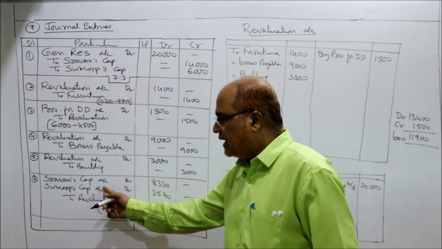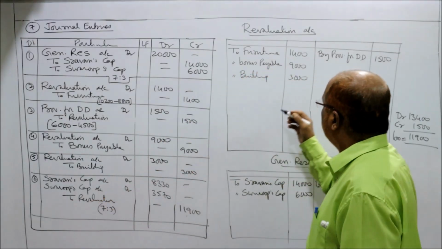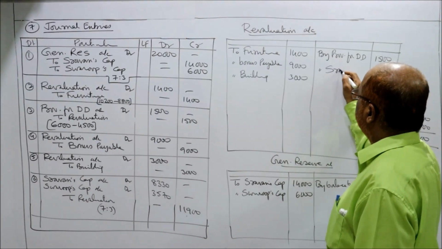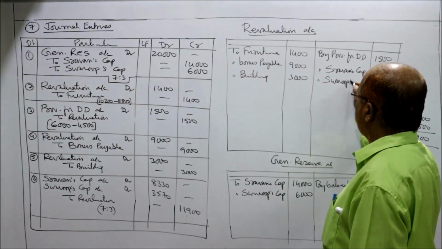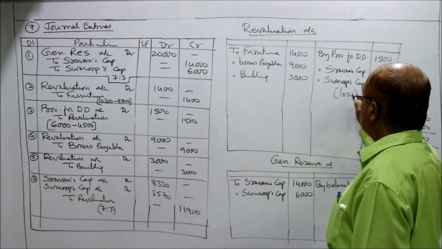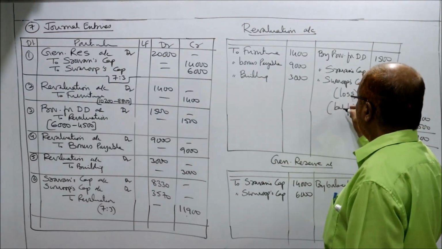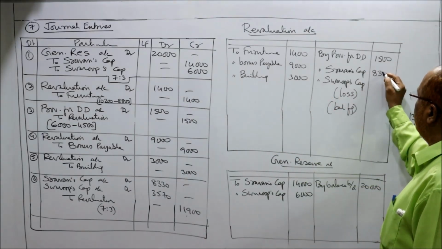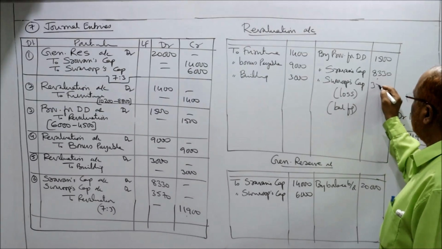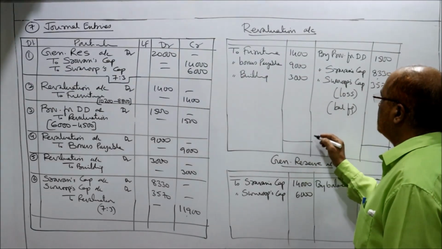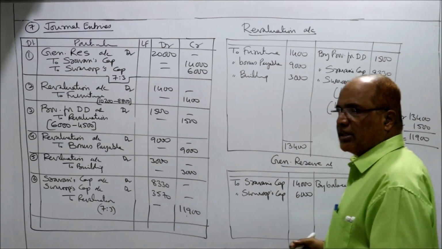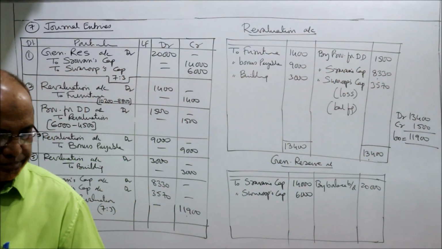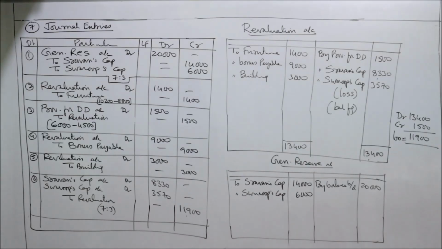Right? Now post this entry in the revaluation account. Revaluation account is credited by Shravan's capital, by Swarup's capital, loss, balancing figure. How much is the loss? 8,330 and 3,570. Now both the sides will be equal, 13,400. This is the first problem on admission of a partner.